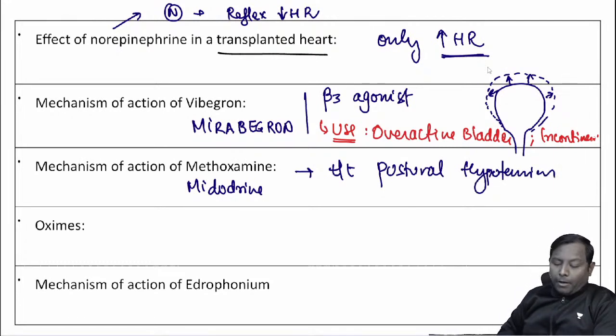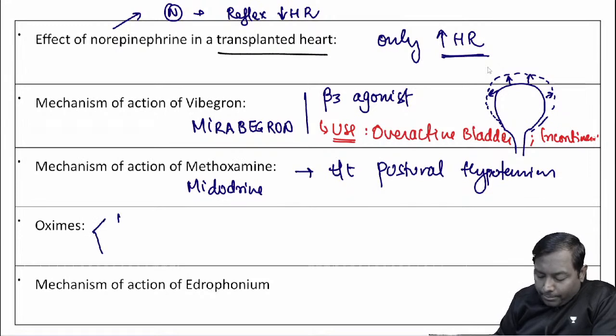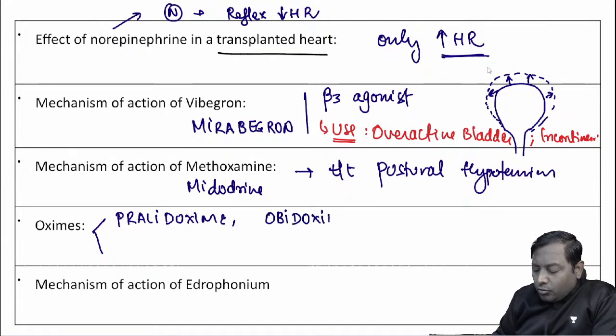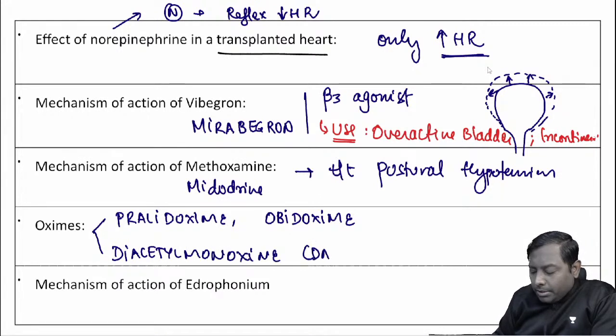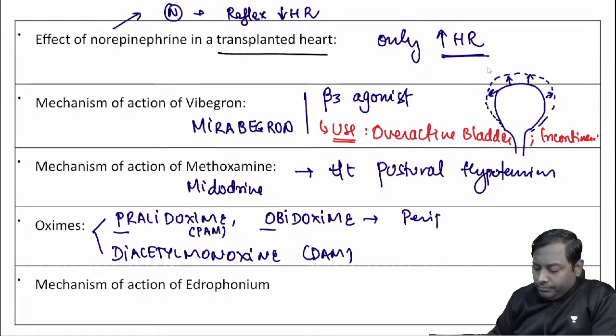Okay? Alright, oximes. So you all know we have pralidoxime, and we also have obidoxime. Now, why am I writing in two lines, pralidoxime, obidoxime, and then we also have one more, diacetyl monoxime. So we call this one a DAM, simple DAM, diacetyl monoxime. So they will be acting peripherally only. Pralidoxime, obidoxime, they are going to act peripherally. Pralidoxime we also write as PAM. So their site of action will be peripheral only.